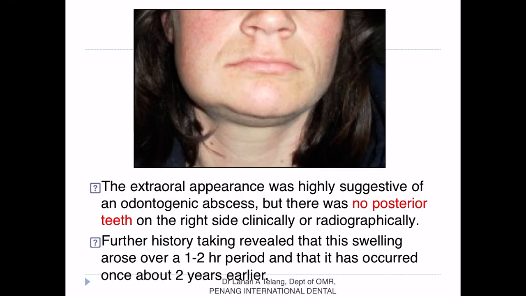Further history taking revealed that this swelling arose over a 1 to 2 hour period, and that it had occurred once about 2 years earlier. So then she had the similar kind of swelling 2 years ago.